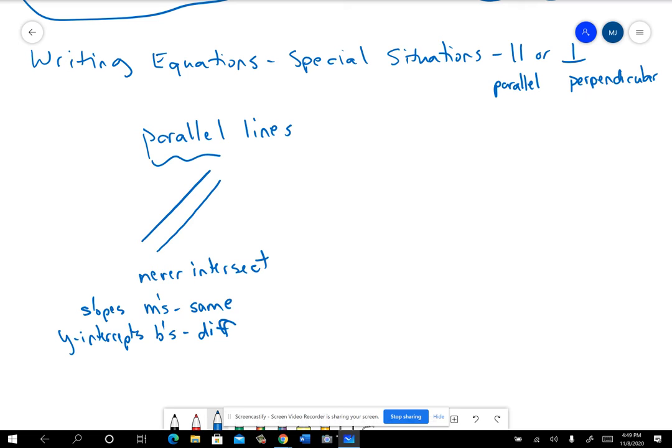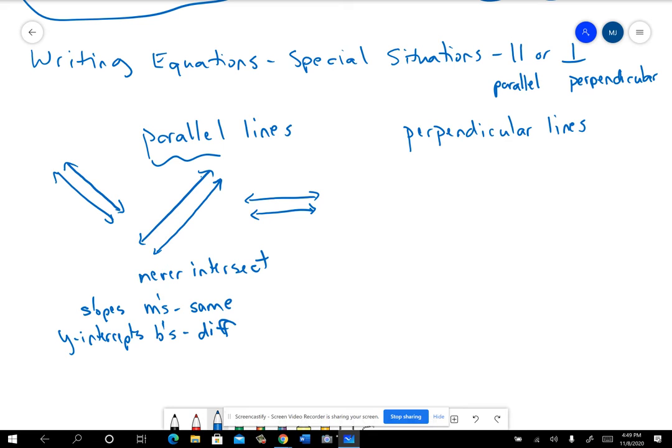Now they might be oriented that way, or they might be horizontal, or they might have an orientation this way, but the idea is if you kept going, they're never going to intersect. They have the same space between them, and that's because their slopes are the same, okay? And then the other special case you need to know about is perpendicular lines.